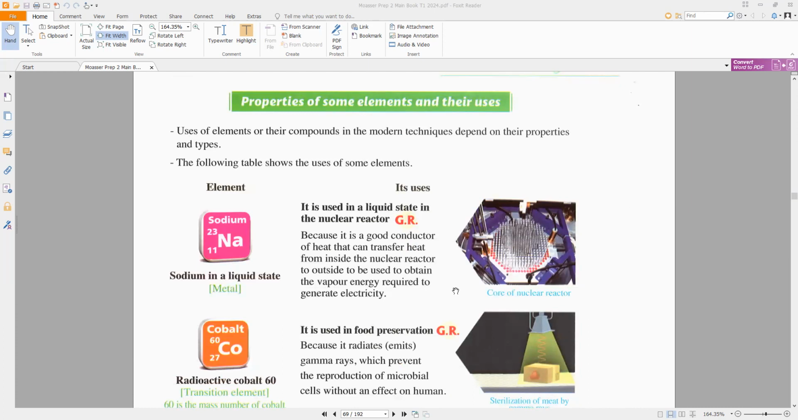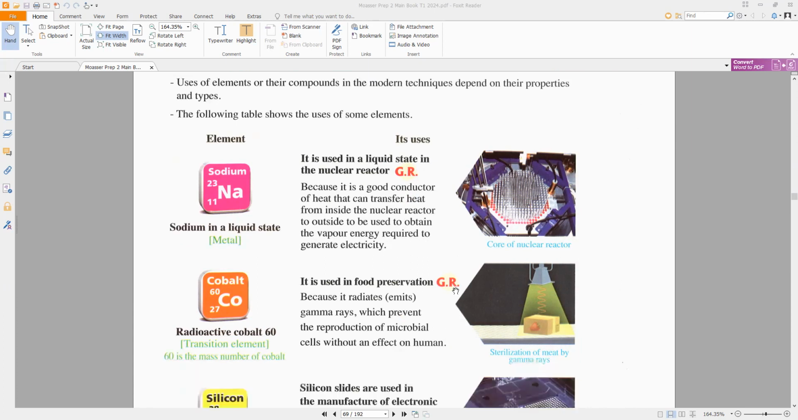We use some elements in our life, in some manufacture. We will talk about 4 of them. Number 1, sodium. Sodium is a metal in the alkali group 1A, but when we melt it, it changes to liquid. Why do we use sodium as a liquid? We need to use it in the nuclear reactor. A nuclear reactor is having nuclear reaction in it.